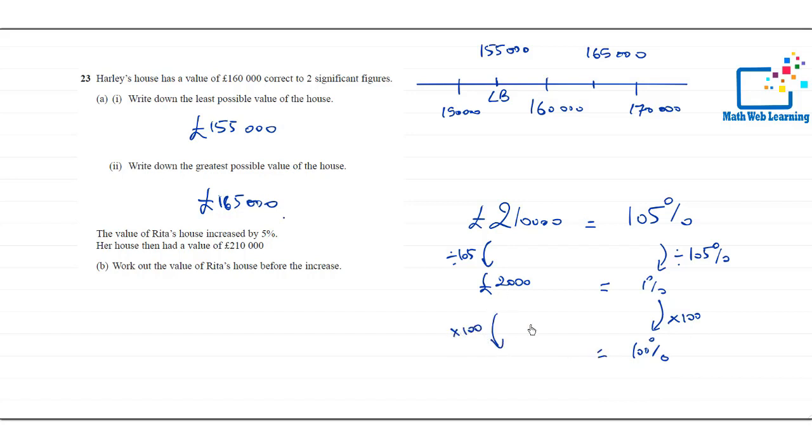That would be the price or the value before the increase, and you do the calculation. 2,000 times 100 is 200,000, £200,000. So that's your answer.